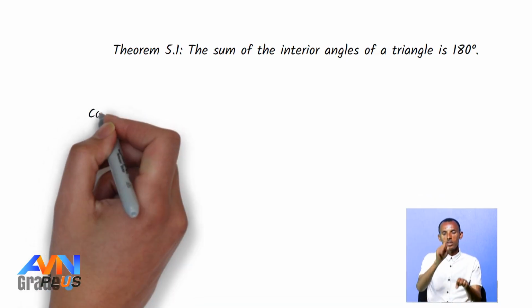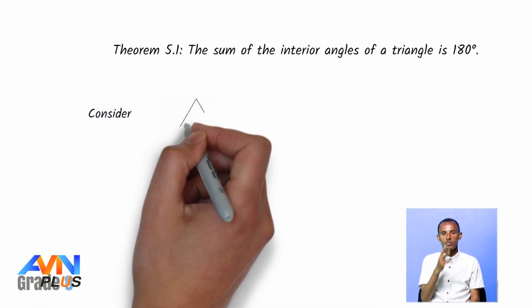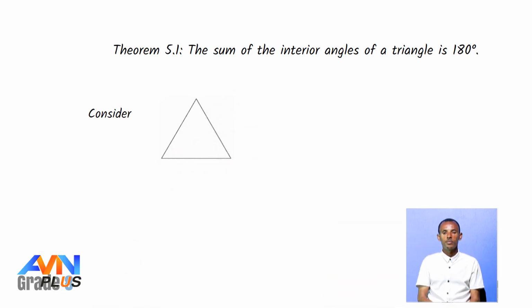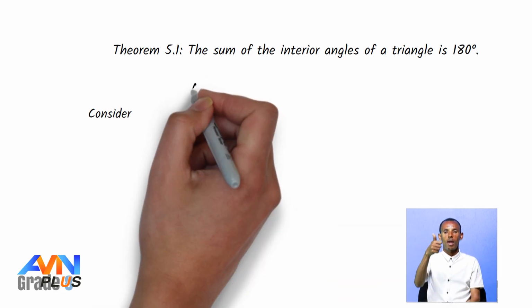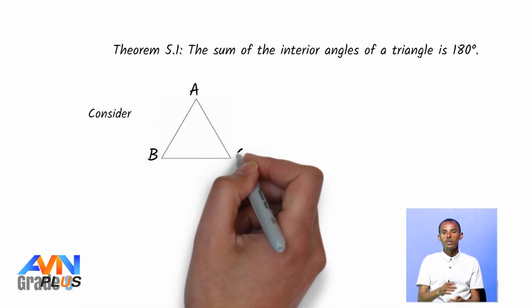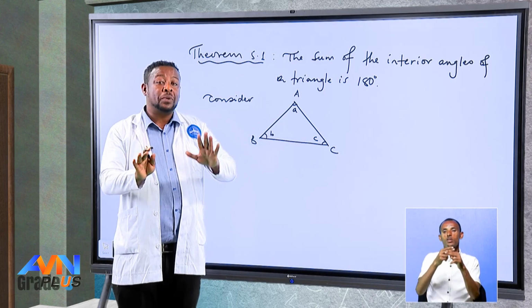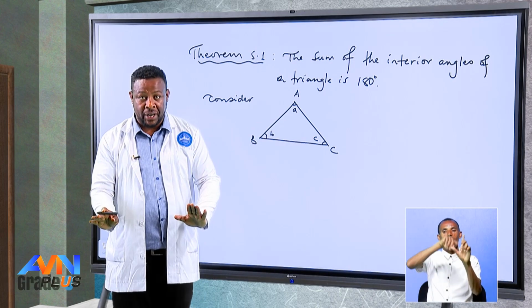So consider this triangle ABC. Say this is A, B, C. These are the vertices. Say the angle here is small b, the angle here is small a, and say this is C. This small letter represents angles, right?